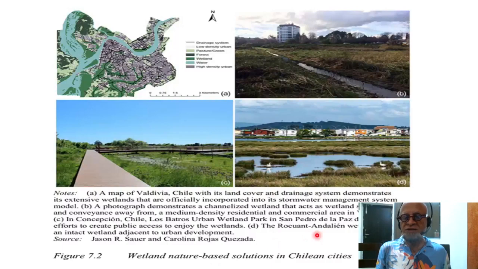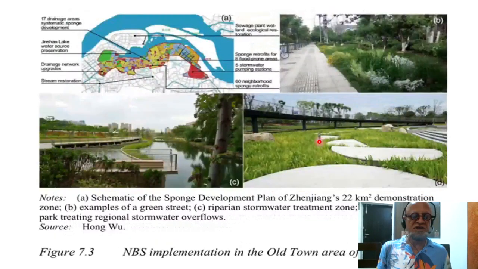The Rucoant Andelian wetland shows an intact wetland adjacent to an urban development here. Hopefully connectivity from this hill to this wetland was not lost because of these constructions. So you can never pay enough attention to the integrity of ecosystems in that sense, but when they do something, that's less of a bad news than necessarily great news.